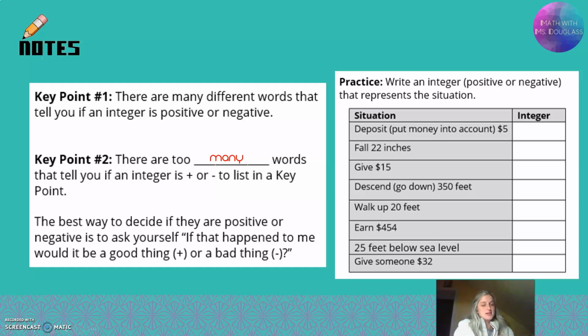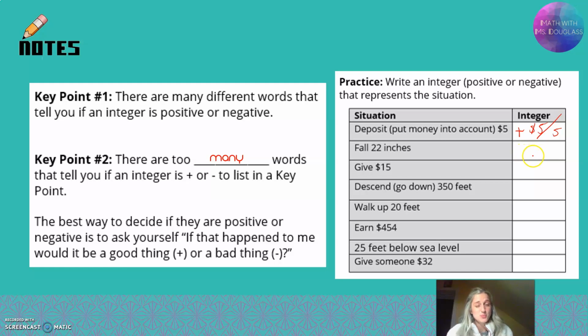Okay, a deposit is when you put money into your bank account. That's great. Who doesn't love extra money? This would be a positive integer. So if we're going to write this out, it would be a positive $5. Remember, positive numbers you can also just write as 5, because if it doesn't have a sign, we assume it's positive. If you fall down 22 inches, ouch.